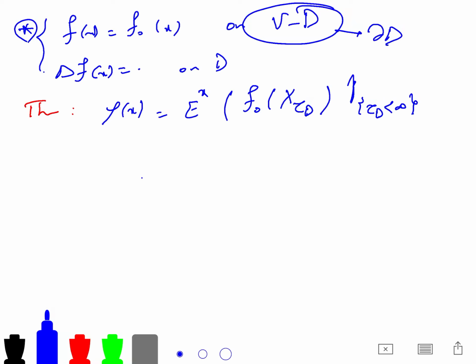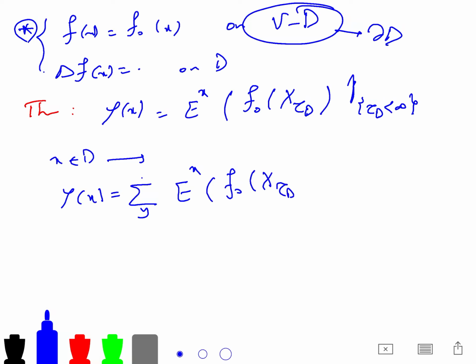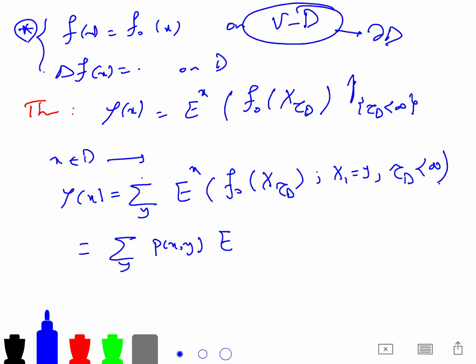So to prove that phi is a solution to that, we say that if x is in D, then by the Markov property, we write that phi(x) is the summation over y of the expectation of f0 of X at tau_D, given X1 is y, and tau_D is less than infinity. So summation over y. And then the expectation, using the transition probability from x to y, now we start from y. So starting from x goes to starting from y because we use the transition probability. We sum over all of these things.